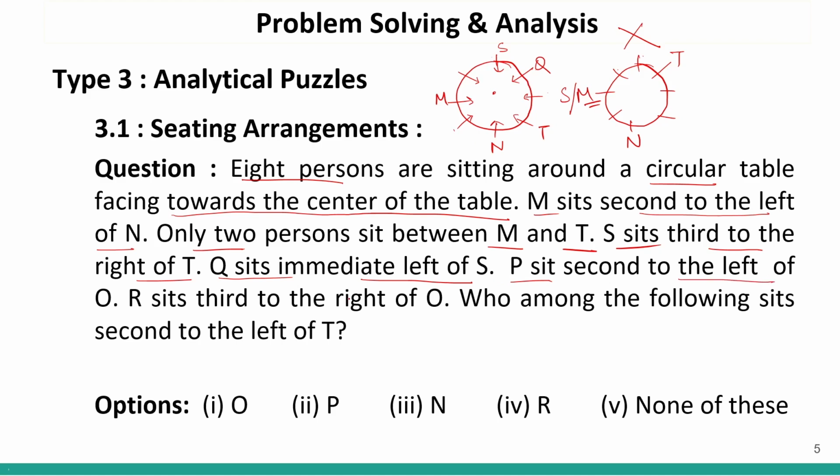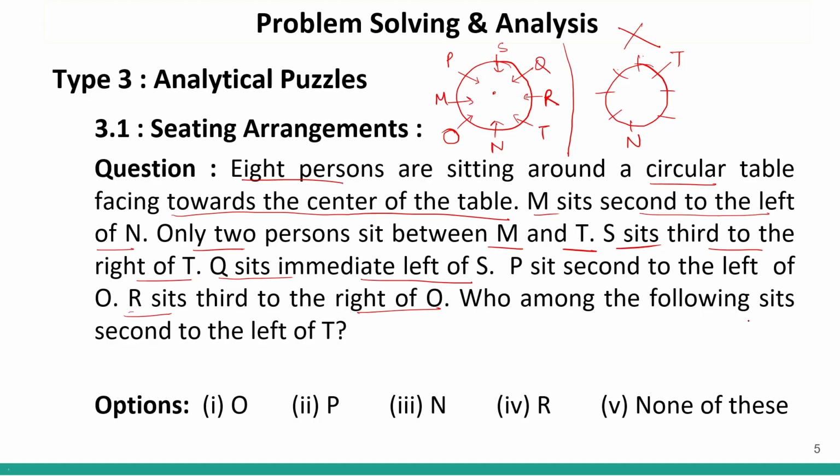P sits second to the left of O. Now let us hold this information. Okay, and R sits third to the right of O. So I can see this is an empty position, this is an empty position, and this is an empty position. Now, P sits second to the left of O. So if O is in this position, P will be over here, second to the left. Correct? Now, R sits third to the right of O. So if O is over here, R will come over here, third to the right, 1, 2, and 3. Correct? So this will be my final diagram. This is my final seating chart.